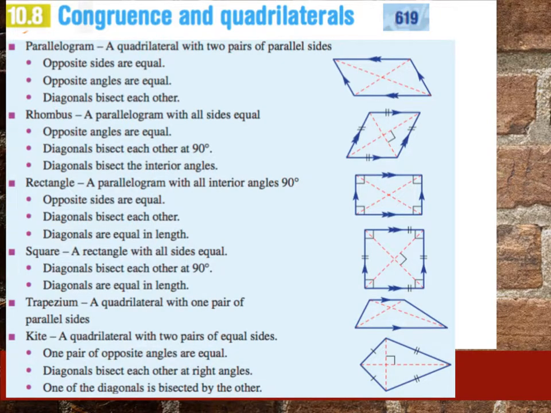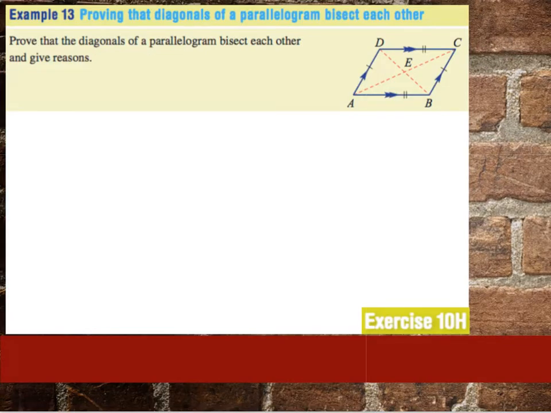So it's again proofs. We're going to use congruency to prove some of these questions. Let us have a look. The question says, prove that the diagonals of a parallelogram bisect each other and give reasons.